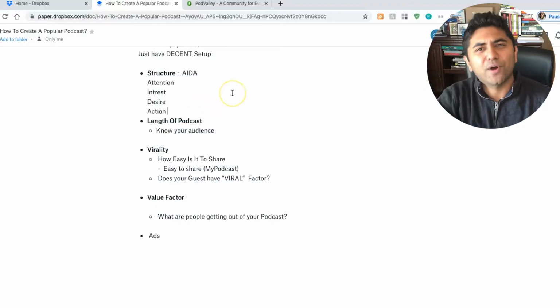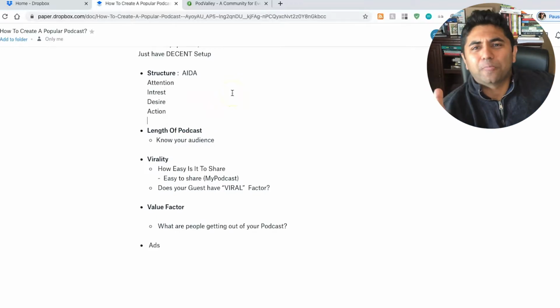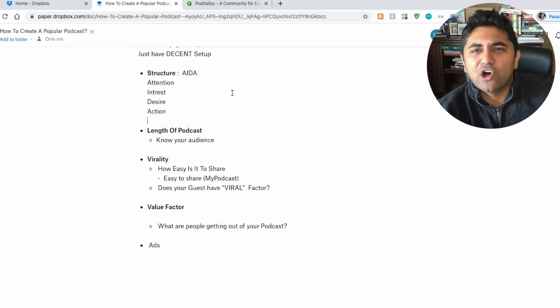Now, length of your podcast. Whenever somebody asks how long your podcast should be, people say, oh, as long as it needs to be and short enough to deliver the message. That's bullshit, okay? Excuse my language, but that is the worst advice anybody can give you. Here's how you determine your length.